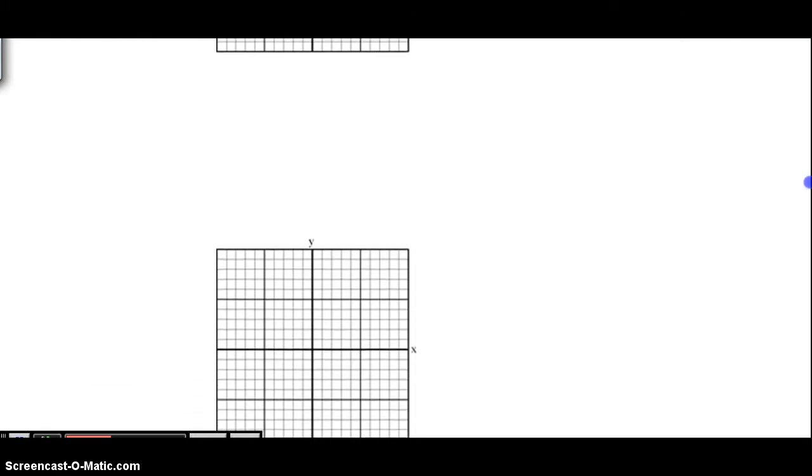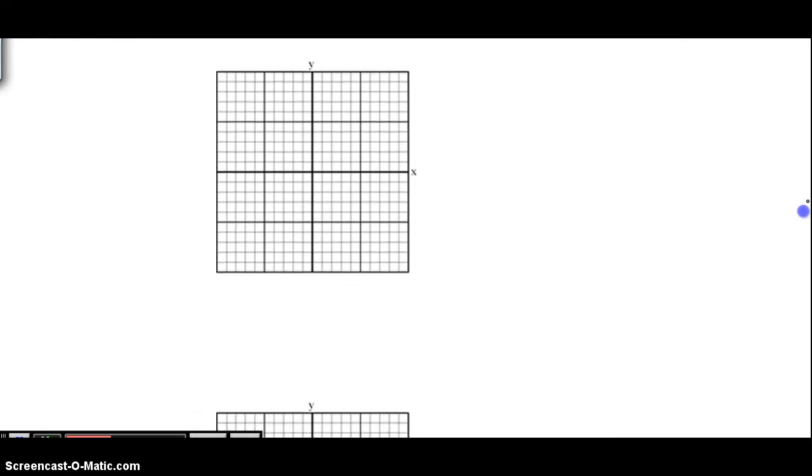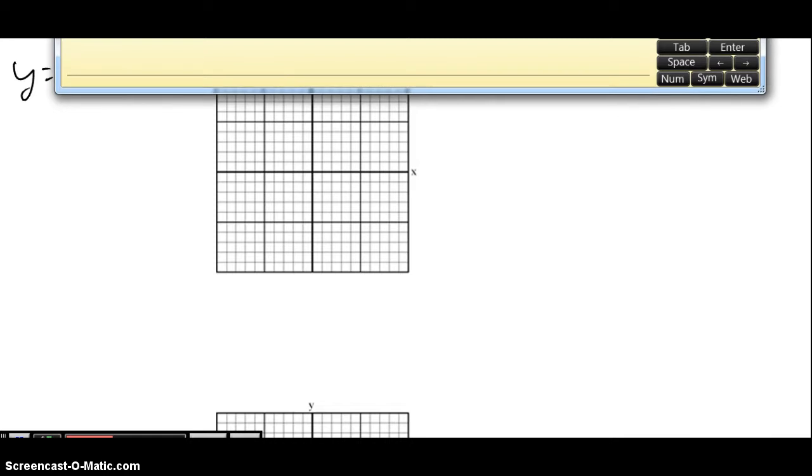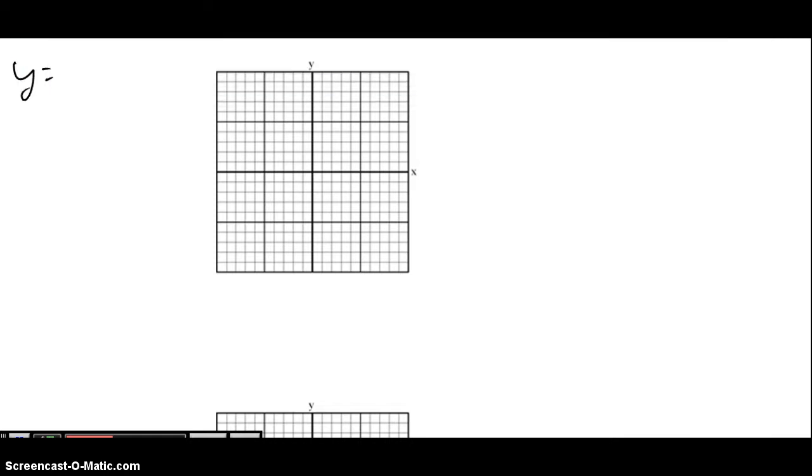All right, now, moving on, what if we had something that looked like this? Y equals, let's go with x minus 2 quantity squared. Okay? Now, again, we start with our table.